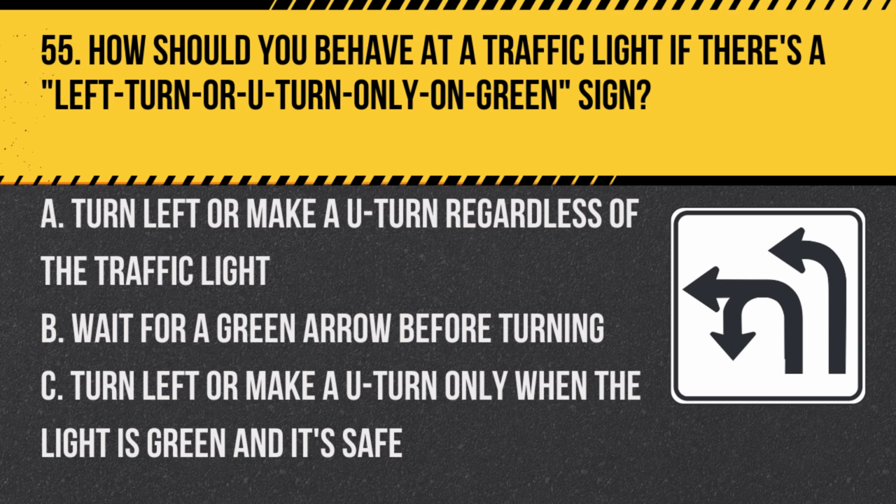Question 55. How should you behave at a traffic light if there's a left turn or U-turn only on green sign? A. Turn left or make a U-turn regardless of the traffic light. B. Wait for a green arrow before turning. C. Turn left or make a U-turn only when the light is green and it's safe. Answer: C. Turn left or make a U-turn only when the light is green and it's safe. Follow the traffic signal instructions as per the sign.